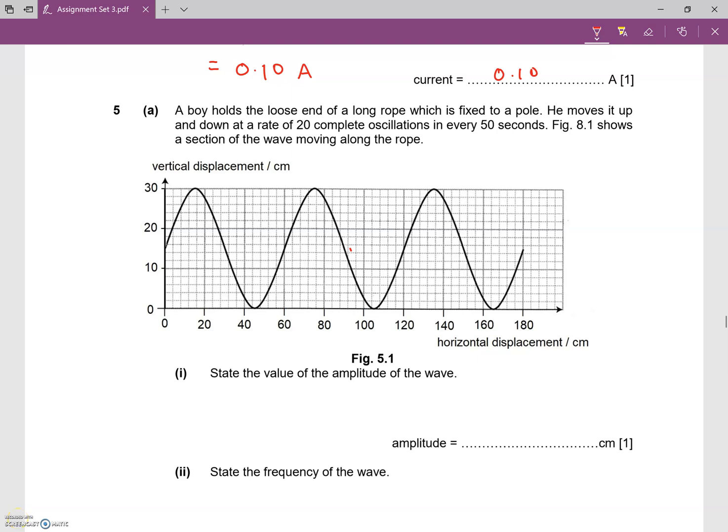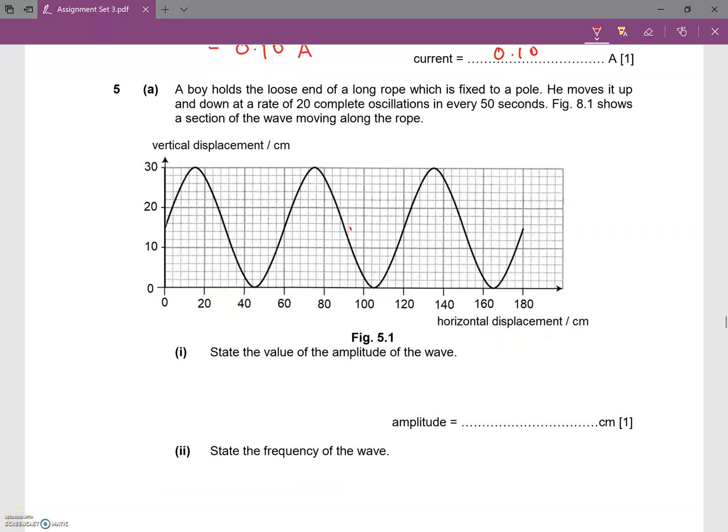Okay, now let's go on to question 5. It says a boy holds the loose end of a long rope which is fixed to a pole. He moves it up and down at a rate of 20 complete oscillations in every 50 seconds. So this is the number of oscillations, and this is the time taken for 20 oscillations. Figure 8.1 shows a section of wave moving along the rope.